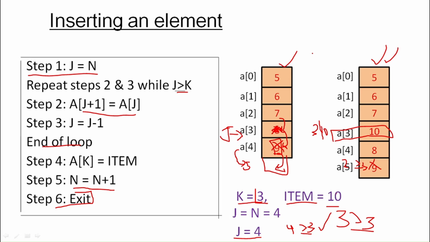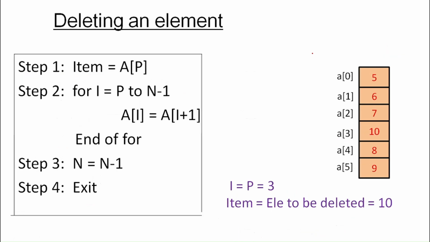Now deleting an element, even this is very easy. This is just the opposite of inserting an element. First we'll set item is equal to a of p. What is item? Item is the element to be deleted. I want to delete this 10. A of p is the position. As you all know, position is 3. In this position, the element 10 I want to delete.